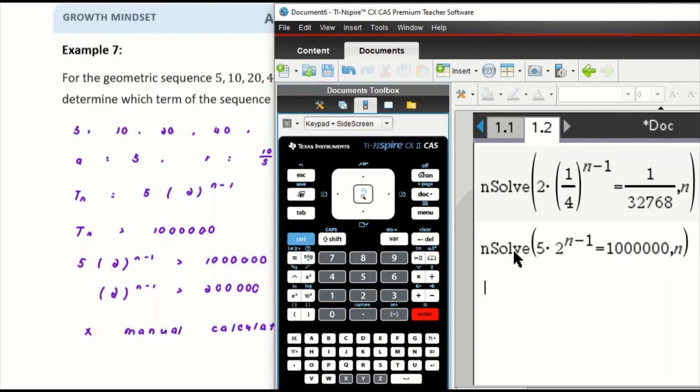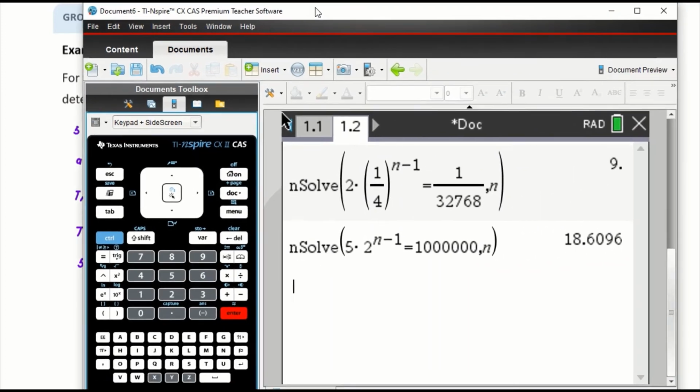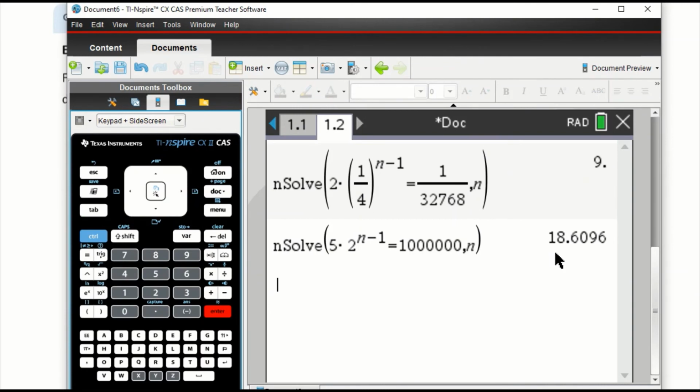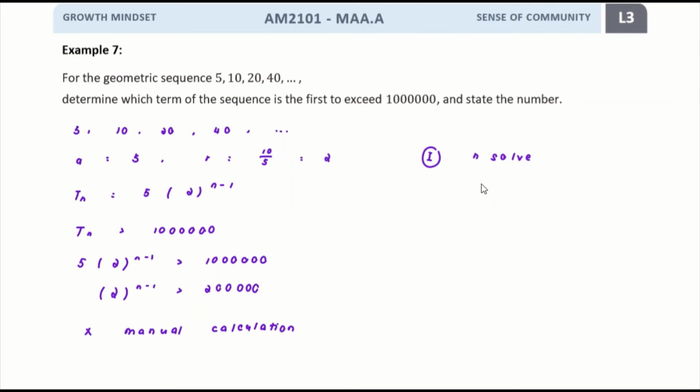Then enter. You will get a decimal number, because like we said just now, you can't get an exact value with base 2. So it's logical that you should get a decimal answer. Your n should be greater than 18.61, maybe. So n will be greater than 18.61. So the first term that exceeds is when n is equal to 19.